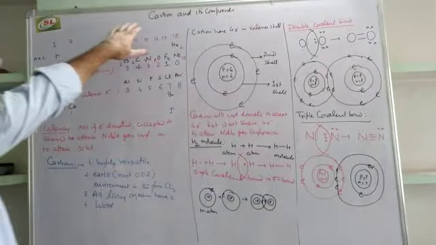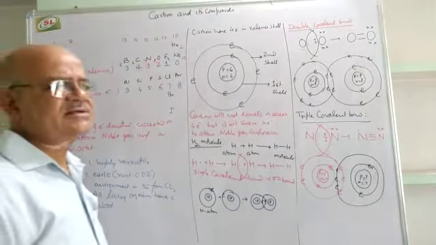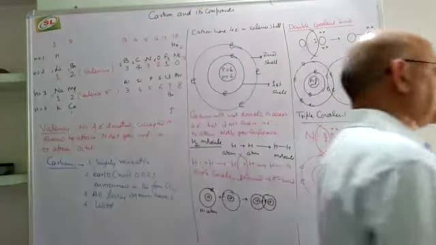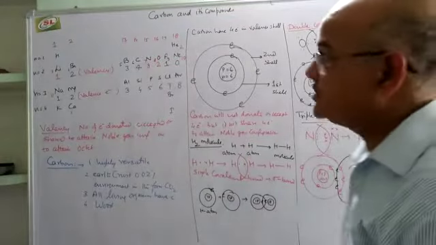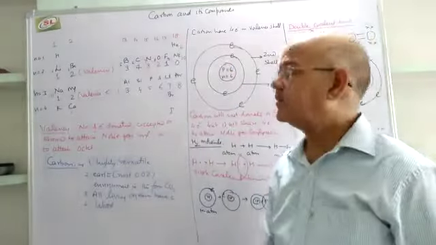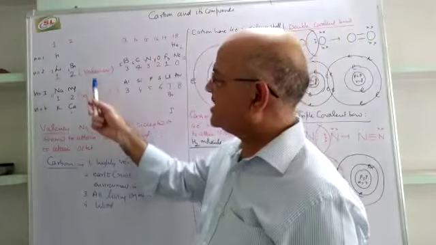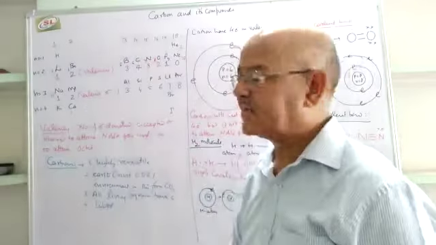Today we will start carbon and its compounds. This is a class 10 chapter, but very important for the future. Before starting this chapter, we will clarify the difference between valency and valence electron.